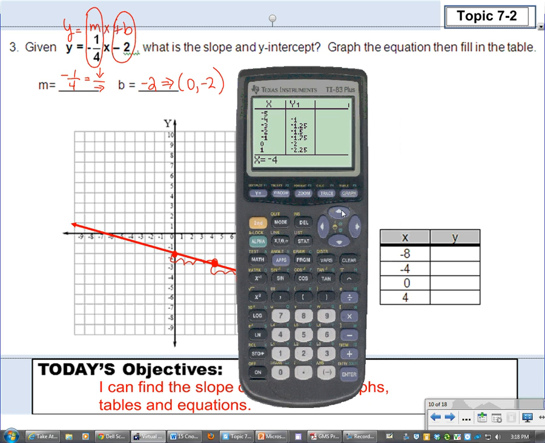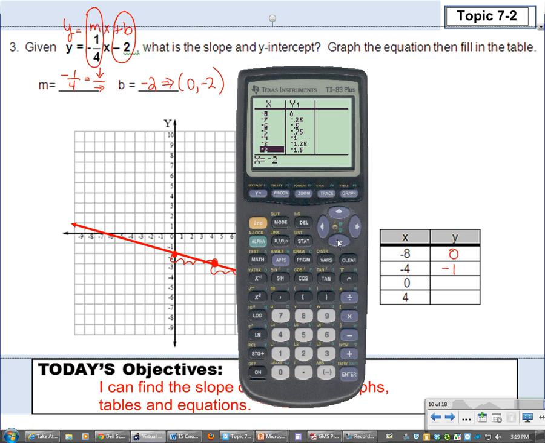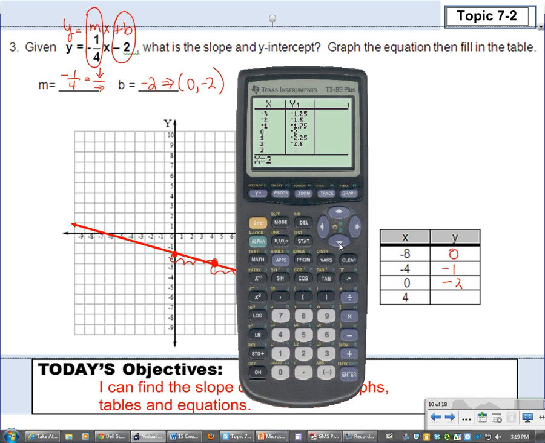We need when x is -8, I'll scroll up using arrows. When x is -8, y is equal to 0. When x is -4, y is -1. When x is 0, y should be -2. And when x is +4, y is going to be -3.